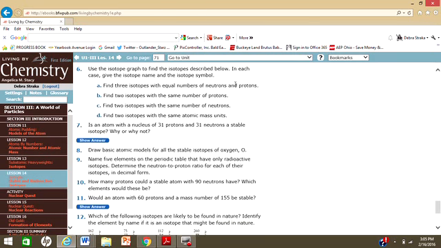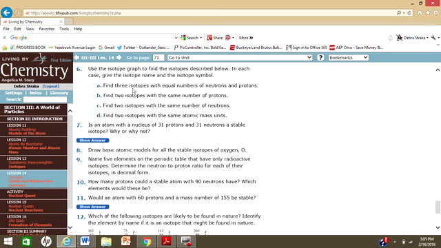Number 6, use the isotope graph to find the isotopes described below. In each case, give the isotope name and the chemical symbol. So remember the name is like carbon-12, and then the symbol would be C with the 12 and 6. Okay, that's with your C and the 12-6. So don't forget name and symbol.